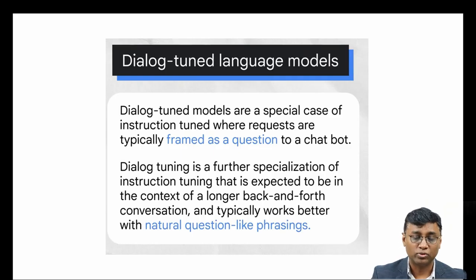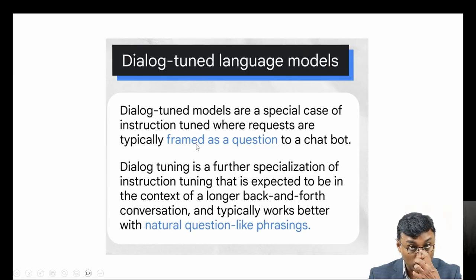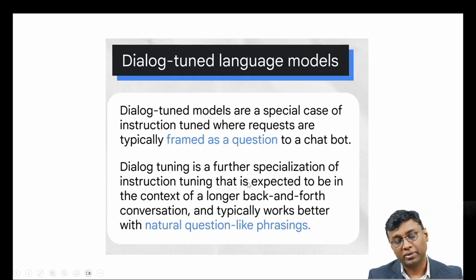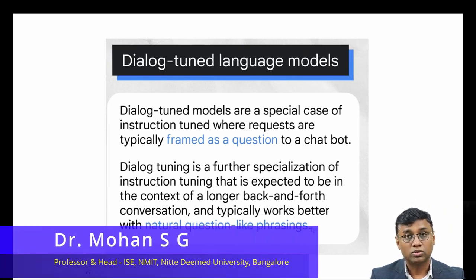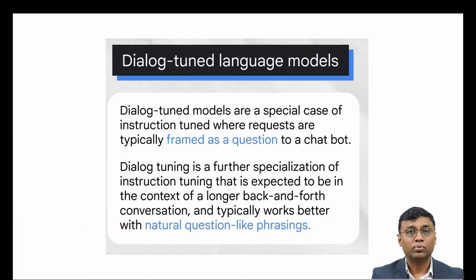And the dialogue tuned language models are special cases of instruction tuned, where requests are typically framed as a question to a chatbot. Dialogue tuning is a further specialization of instruction tuning that is expected to be in the context of a longer back and forth conversation, and it typically works better with natural question-like phrasing. For example, I have certain policies. I feed the policies into the chatbot, and I request the chatbot to give me the answer based on the policies, right? The questions need not be very formal. It can be more of a natural language question, which any consumer may have on that policy, right?